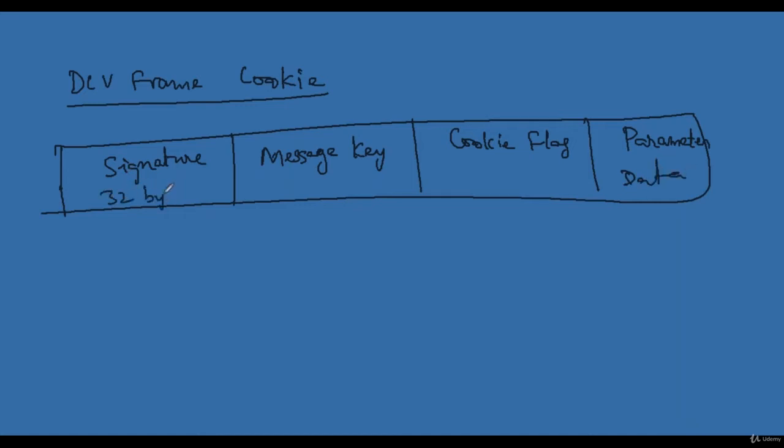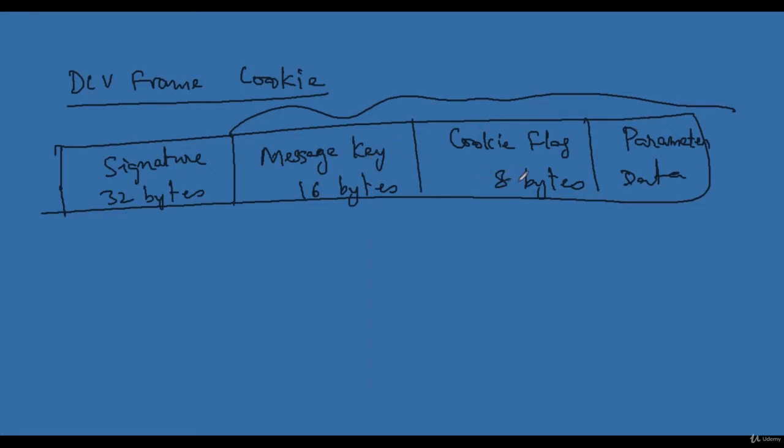This is 32 bytes. This is 16 bytes. This is 8 bytes, and then the rest. So signature is nothing but the MD5 hash of this cookie. And message key is a randomized byte sequence which connects this specific cookie with the main ASM cookie.